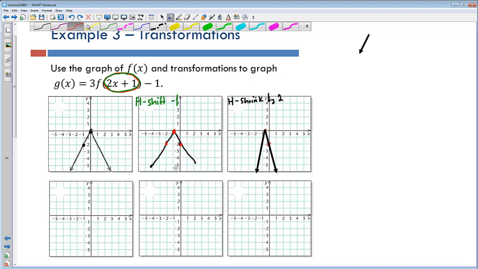Thank goodness, we're done with the inside. So that's finished. We don't have to worry about that anymore. Now we're on to the outside. Now the outside's a lot easier. So the outside, you have times 3. So that's a vertical stretch. So vertical stretch by a factor of 3.